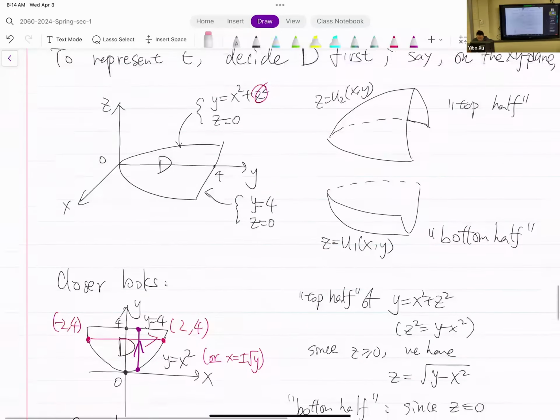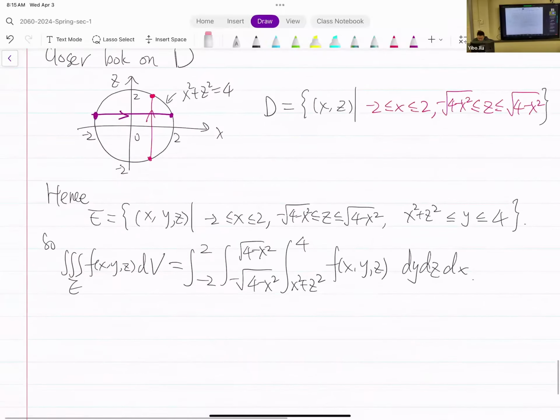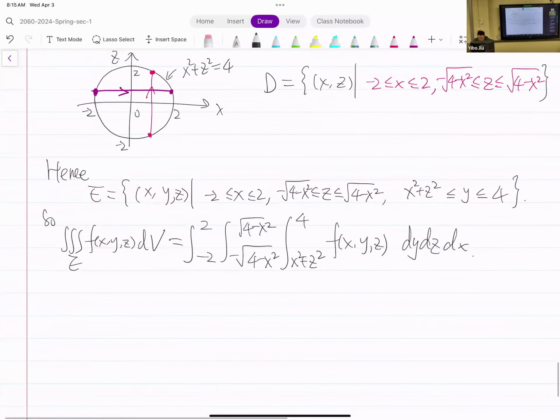Okay, so this kind of question is very important, and we will see more examples. But basically, indeed, there are different ways that you can describe a solid, and then you will be able to write down the triple integral in alternative ways. Okay? So quick remark.